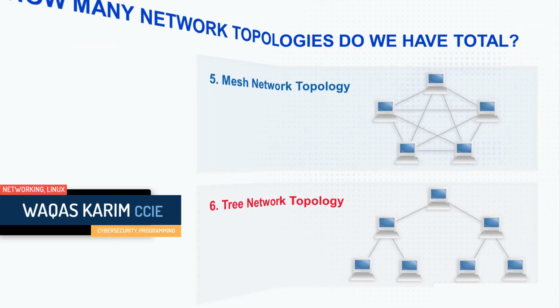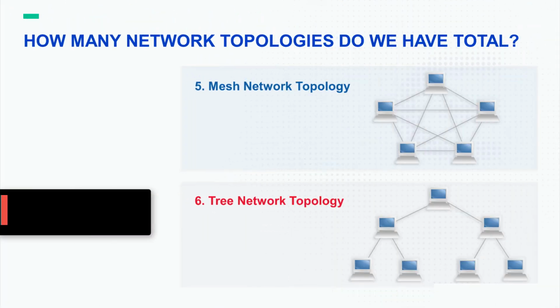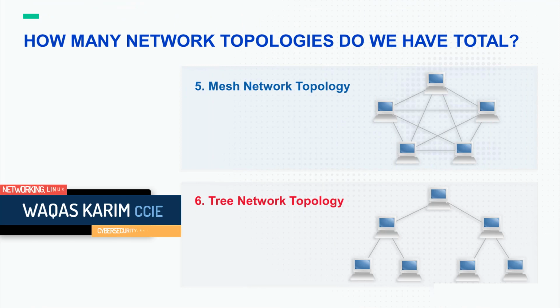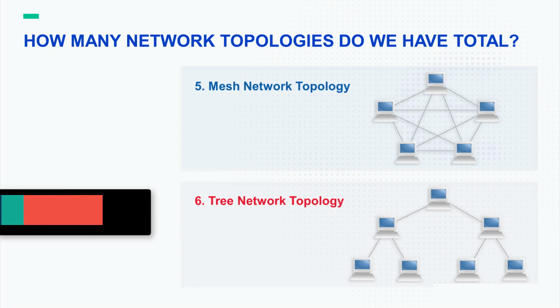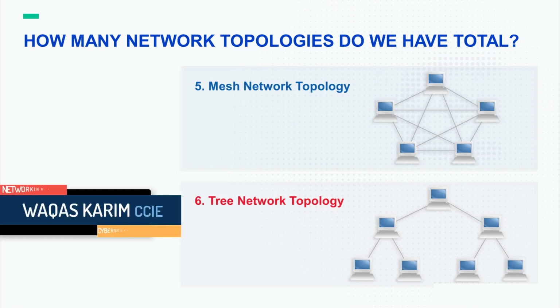The fifth type of topology is called mesh network topology. In mesh topology, we connect all devices with all devices, which means each device will have a connection to every other device in the network. Of course, this gives us more redundancy, but it's costly and it needs more cabling.